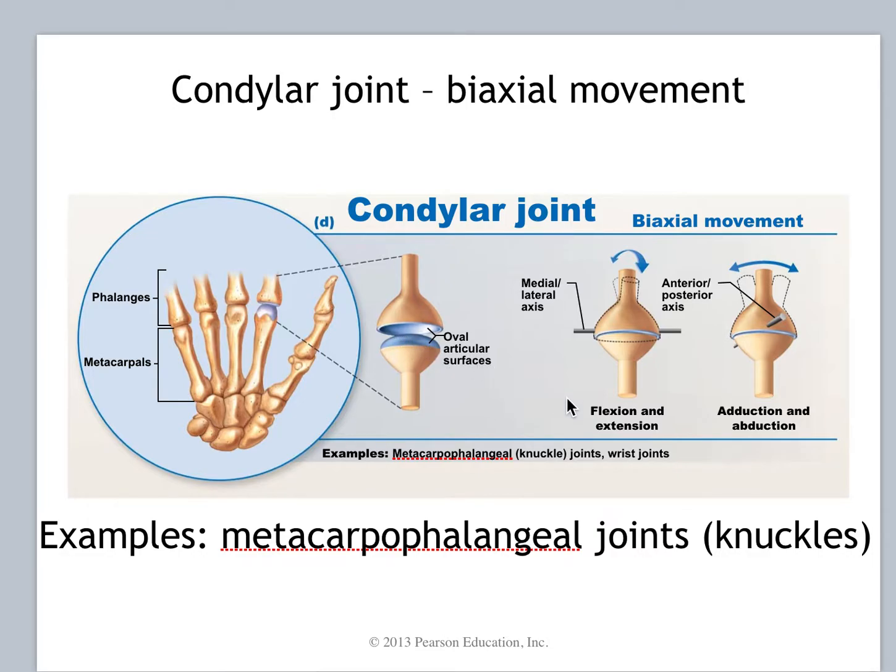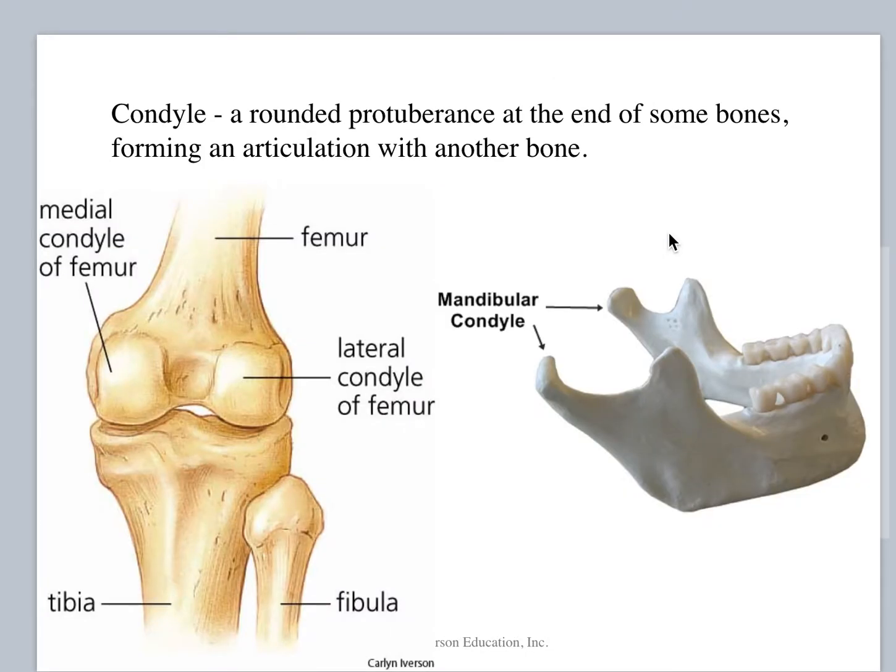But this type of movement allows for flexion and extension and abduction and adduction. So therefore there's two planes of motion, flexion, extension, and abduction and adduction. Therefore it's biaxial movement, because it allows movement in two planes. Here's an example of some condyles.